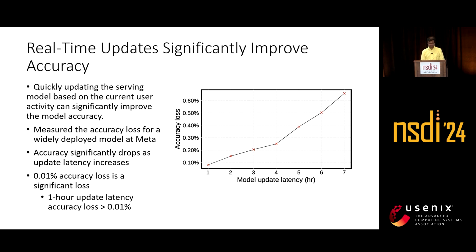To measure the importance of real-time updates, we experimented with one of the widely used recommendation models at Meta. We compared the accuracy loss between a fully fresh model and the model that hasn't been updated for several hours. In this figure, the x-axis shows the time period for which a model hasn't been updated and the y-axis shows the accuracy loss when compared to the fully fresh model. At Meta, even a 0.01% accuracy loss is a significant loss. We can see that even with a 1 hour update latency, accuracy loss is greater than 0.01%, and for a 7 hour update latency, it can go more than 0.6%.